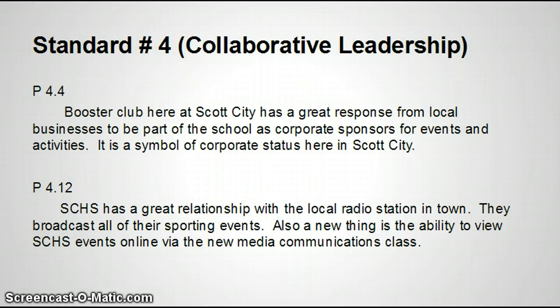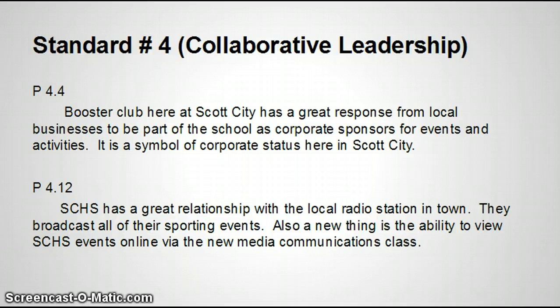Nicole and I decided this past year that we would become a corporate sponsor. So we donated the highest amount we could to the school for their activities, and it's a prestigious thing here in Scott City, because we get our name in all the programs, and we get our name on a banner at the gym.